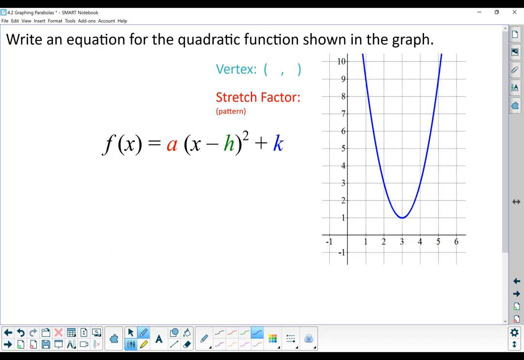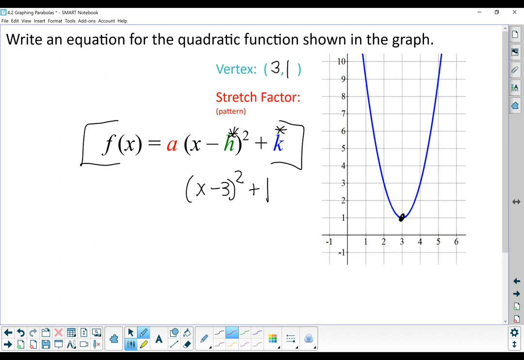Okay, we're just going to do that backwards now. We're going to look at the graph and try to come up with an equation for the function. So the first thing I need to know is the vertex, because the vertex goes into the function here. So the vertex of this is 3, 1. So this part of my parabola is going to be x -3 squared plus 1.